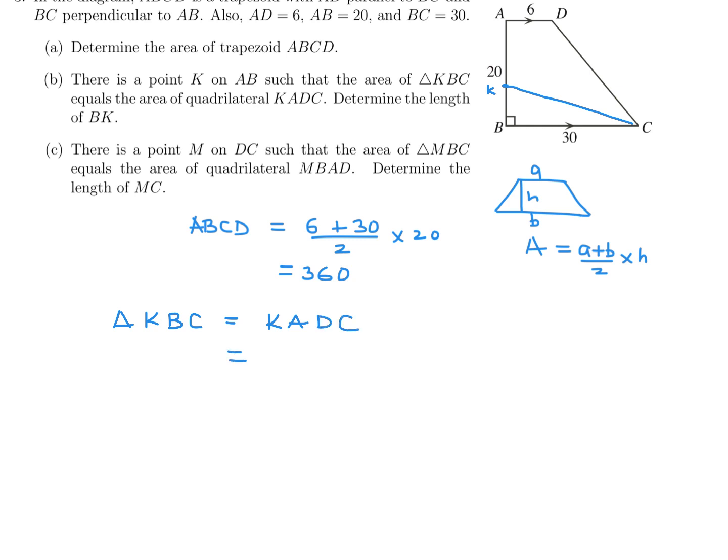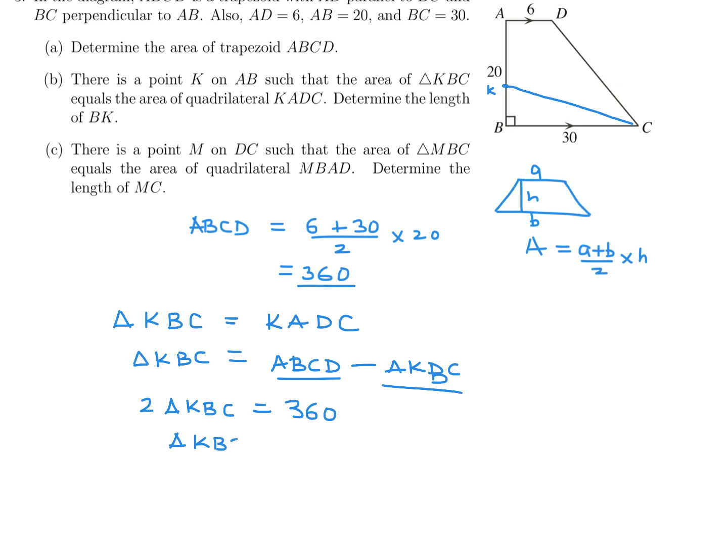But KADC is basically the full trapezoid, which is ABCD, minus that triangle KBC, sorry, not D. If you bring this over, this becomes 2 of triangle KBC equals ABCD. But ABCD we just figured out was 360. So that means the area of KBC is 180. Okay, that is somewhat helpful.